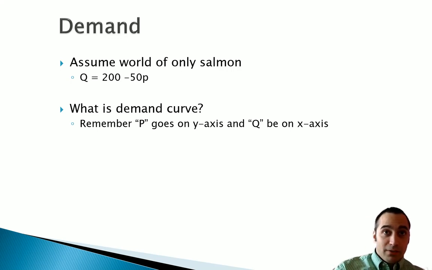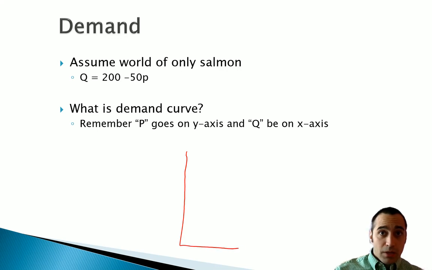So if I were to sketch this, the first thing I would do is try to find the intercepts. If my price is 0, it appears that they would consume 200 salmon fish, so that would be our intercept on the x-axis.